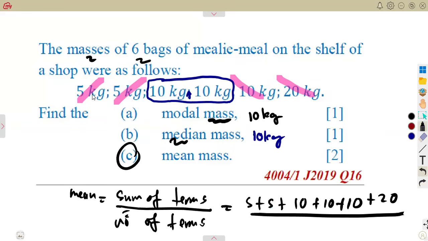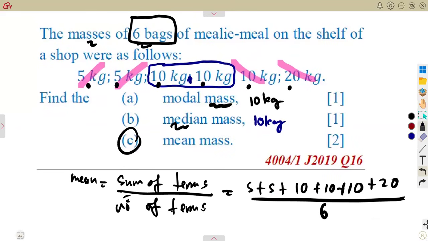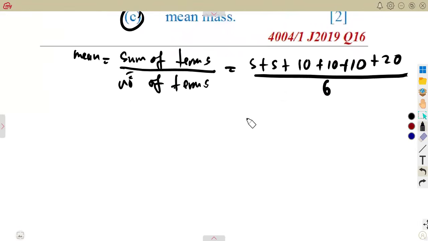The number of terms. How many are they? 1, 2, 3, 4, 5, 6. You are given that also, that the masses of 6 bags of meat, you are already given that. There are 6. Okay, that is the number of terms. So this was going to give us the mean.